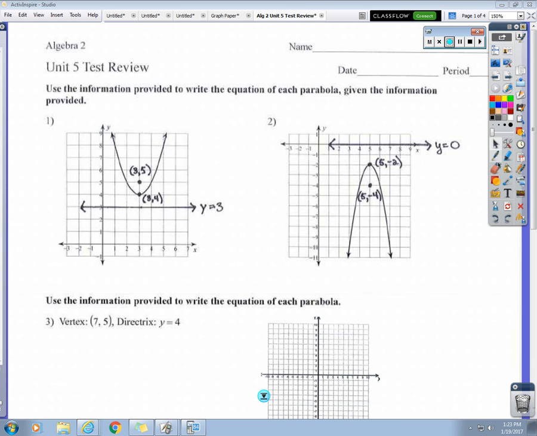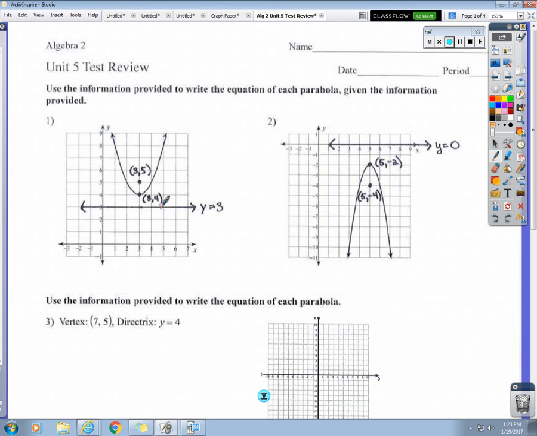Alright, number 1. Use the information provided to write the equation of each parabola, given the information provided. On this graph, they've given us a parabola that opens up. It has a vertex of (3, 4), and they've given us a focus point at (3, 5), and then the directrix line is below it at y equals 3.